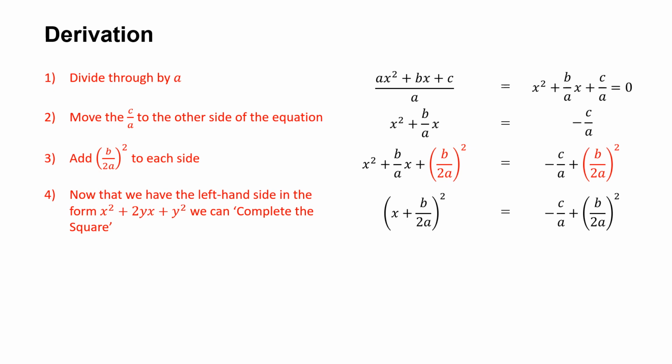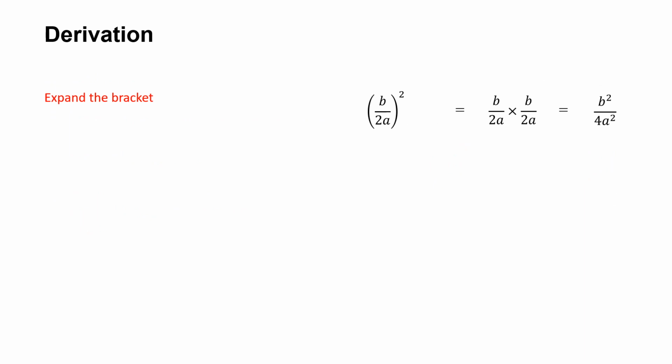So x squared plus b over ax plus b over 2a squared, if you have looked at the completing the square video, we can actually simplify this left-hand side to x plus b over 2a all squared. And then we leave the right-hand side as it is for now. Now that we've done that, we're just going to look quickly at how we can simplify the right-hand side.